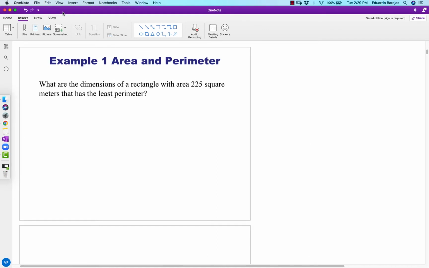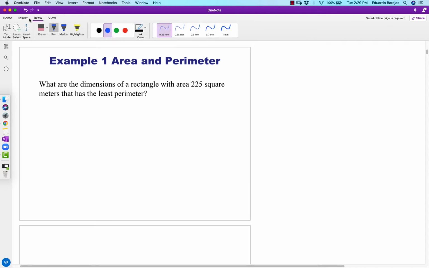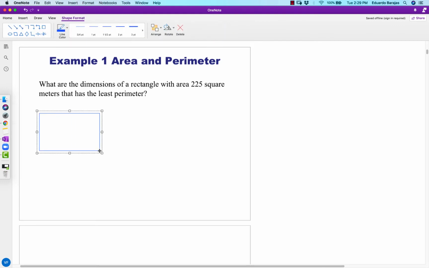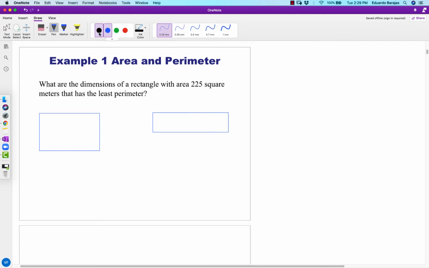Okay, example 1, area and perimeter. What are the dimensions of a rectangle with area of 225 square meters that has the least perimeter, the smallest perimeter possible? Okay, so first of all, let's think about different possible answers. For example, we could have one rectangle that looks like that, and then have another rectangle that looks like that, just randomly picking some rectangles.